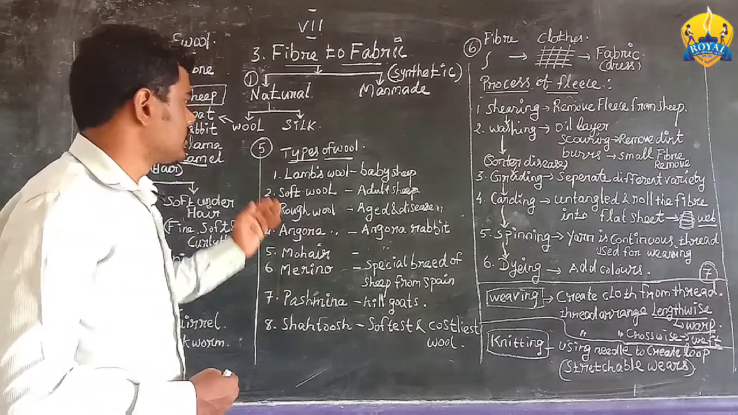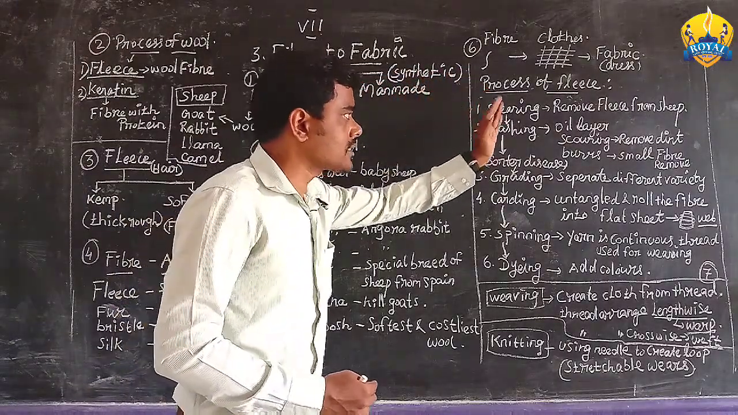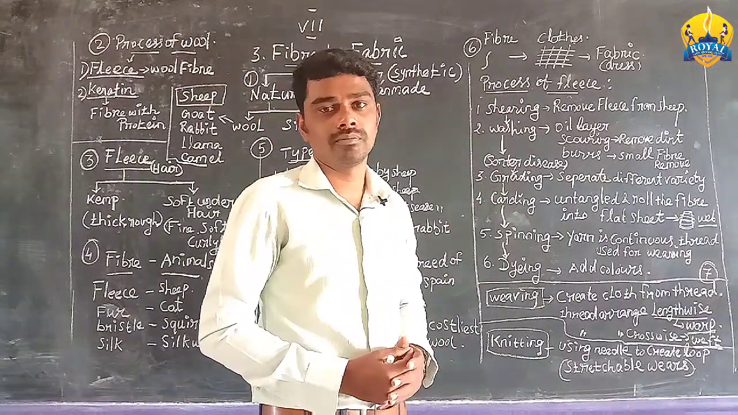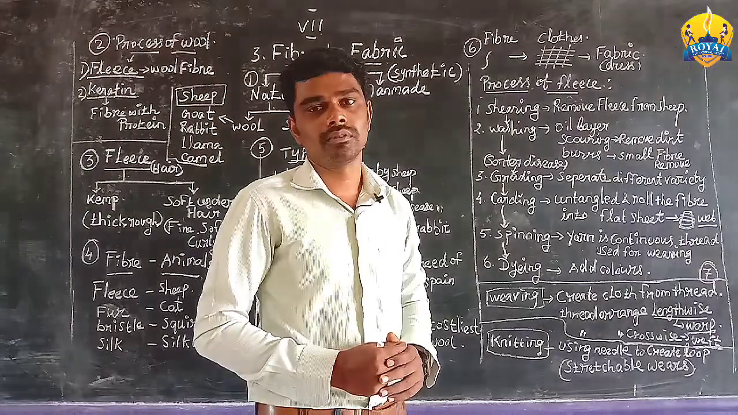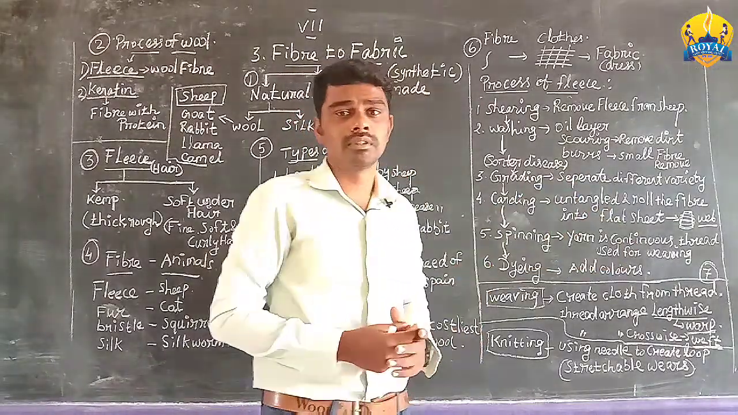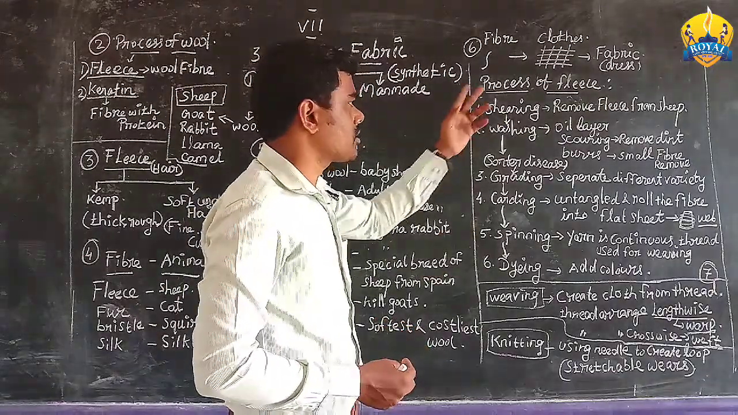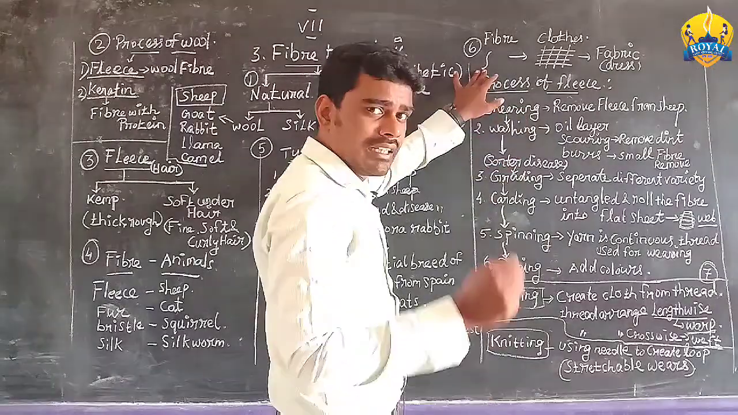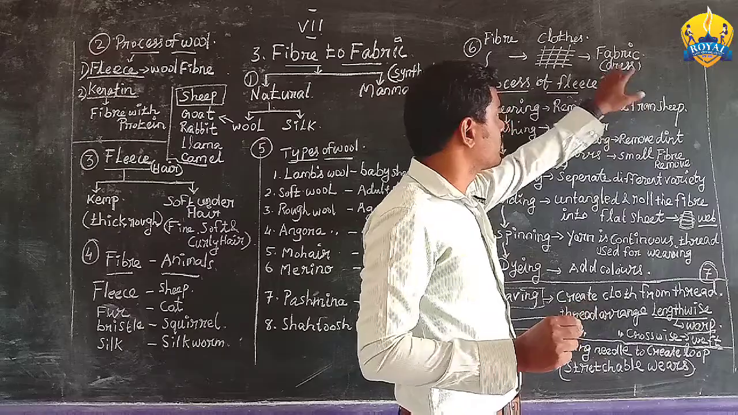And then, the sixth thing is the process of fleece: how the wool fiber is formed, and from that how the cloth is formed. You also want to know that. So the next topic is the process of fleece. Before that, from the fiber, a single thread; from the single thread, how the fabric, the dress, is formed.